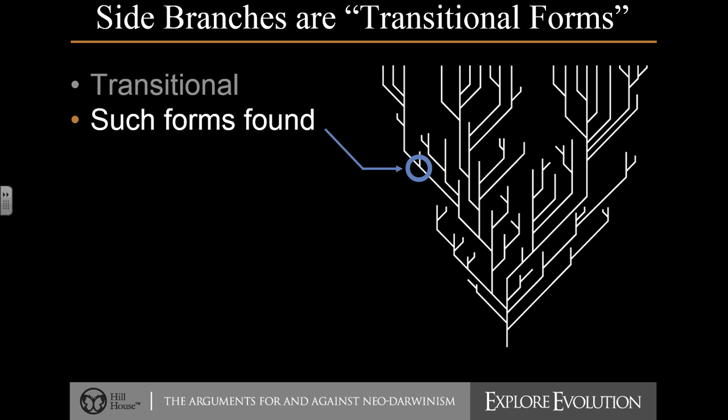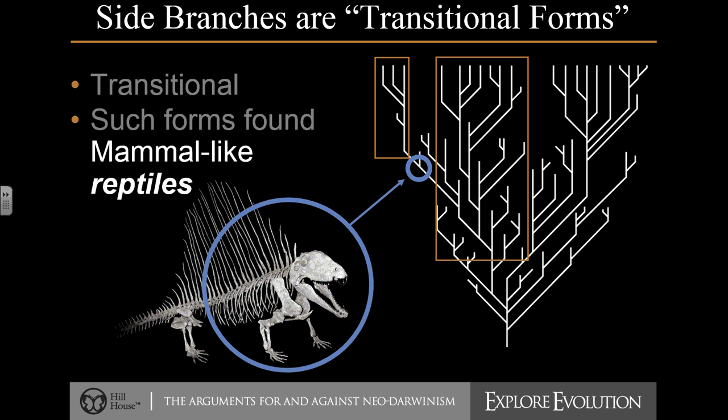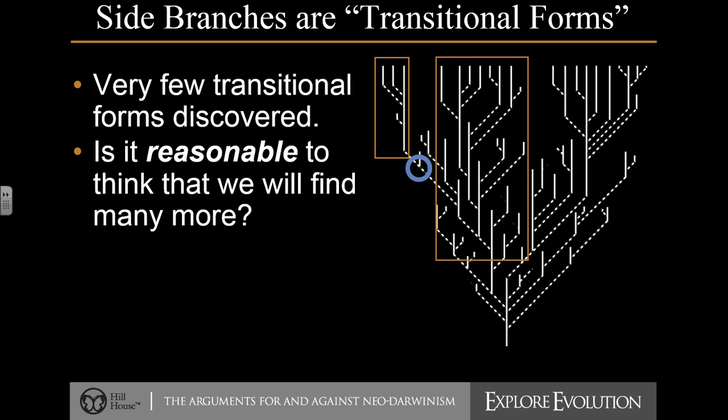So we have found a few examples of transitional forms. One example is a group of fossils known as mammal-like reptiles. So essentially the idea is that this is a life form that exhibits some characteristics of mammals, some characteristics of reptiles, and the proposal is that this would be an example of a transitional form, something that represents the animal forms that would have evolved from reptiles and to later become mammals.